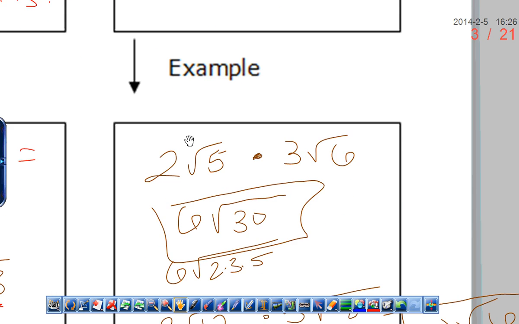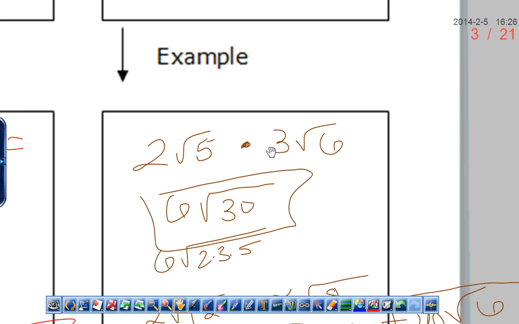Got 2 examples here. First one, 2 root 5 times 3 root 6. Multiply the outside numbers. 2 times 3 is 6. 5 times 6 is 30. See if we can break 30 up at all. If we can, it's 2 times 3 times 5. But we can't pull anything out, so that's not helpful.